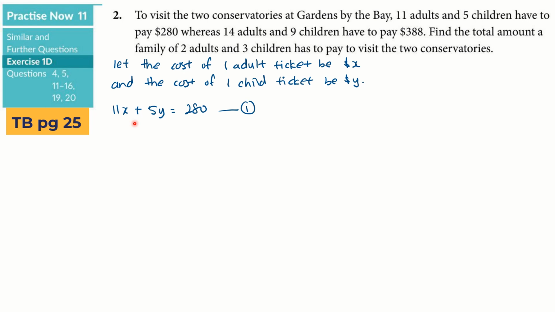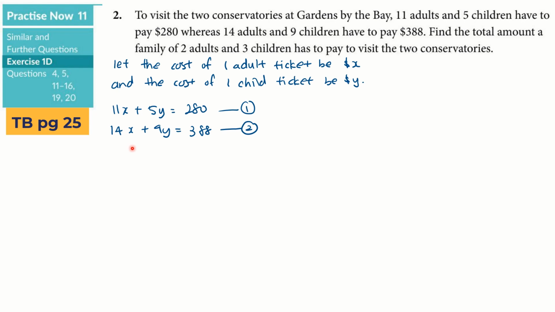I will give you some time now. Okay, I'll pause for a while for you to think about how could we form the second equation based on the remaining sentence. I hope that you are able to see that it should be 14x plus 9y equals to 388. So after forming these two equations, we need to find out the value of x and y so that I can find out the cost for 2 adults and 3 children.